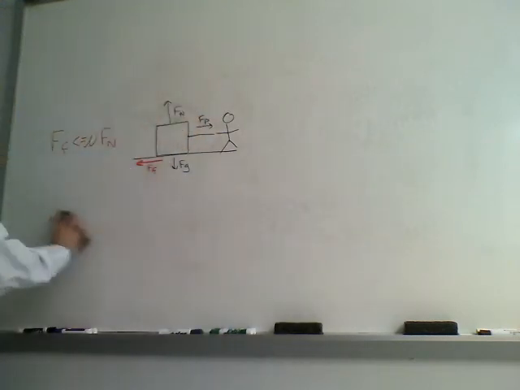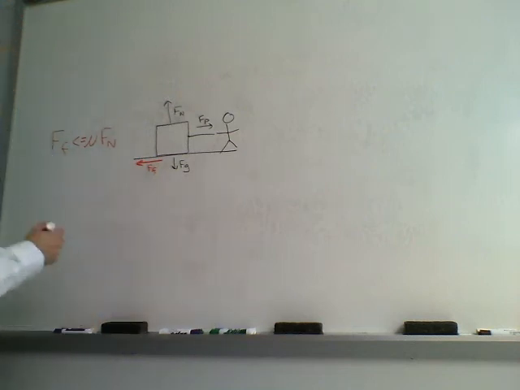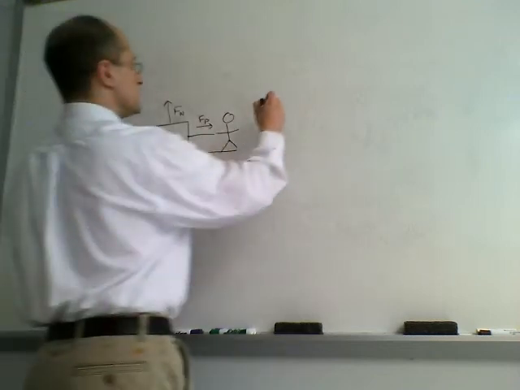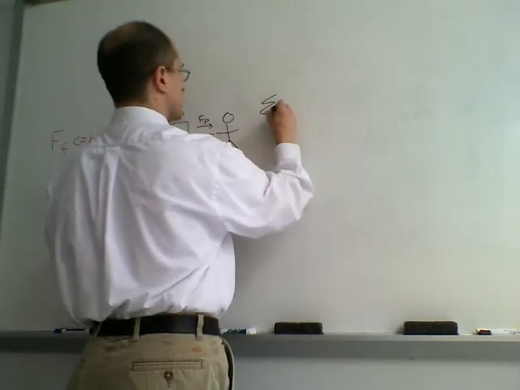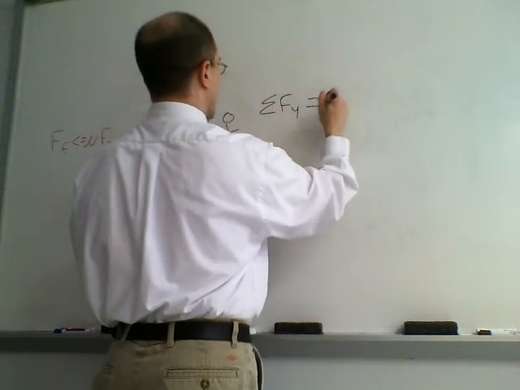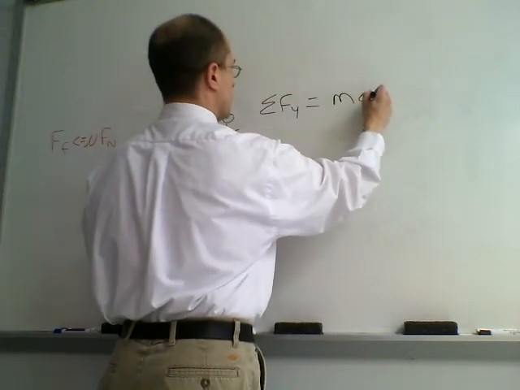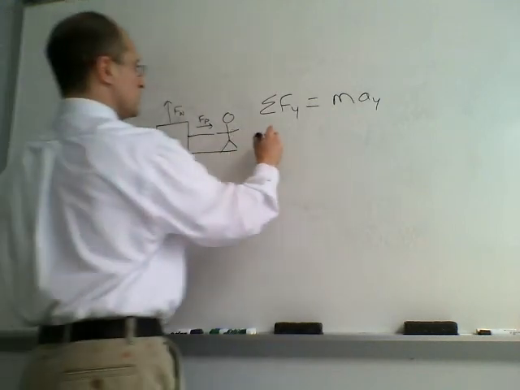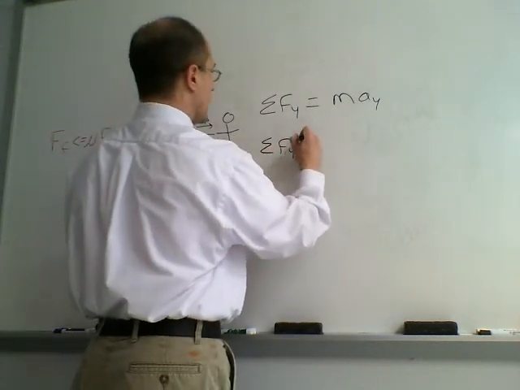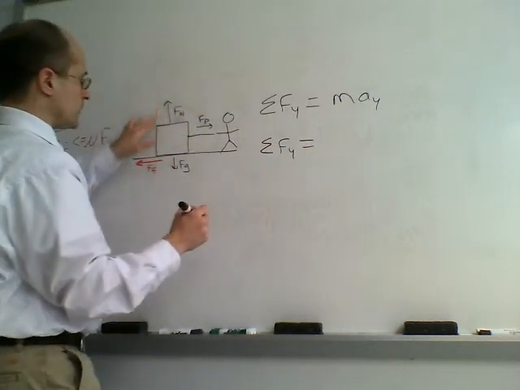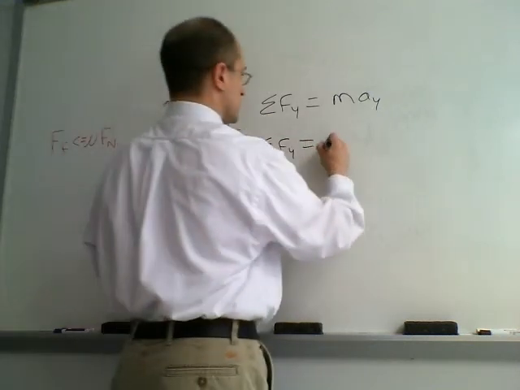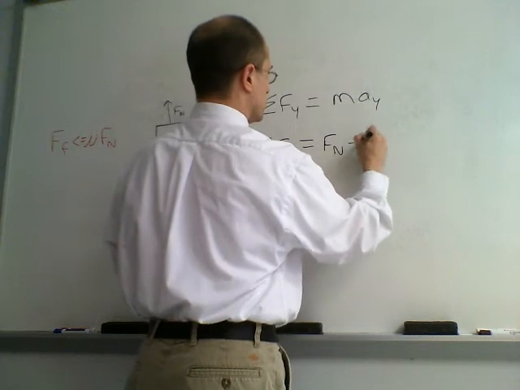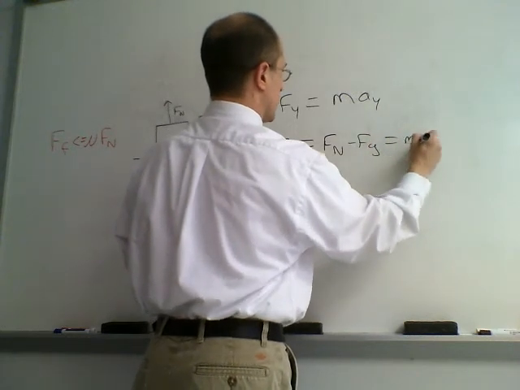So when we pull on our box, what's going to happen? Well, we need to look at the sum of our forces. When we sum the forces in the y, that's going to equal may, as it always does. We have the normal force and gravity, so we have force normal minus force gravity equals may.